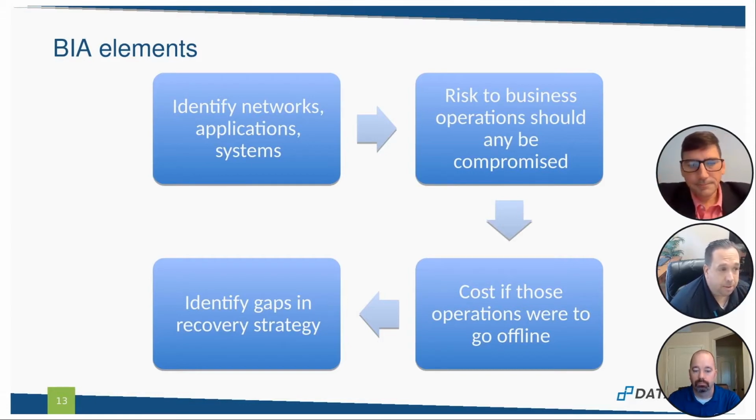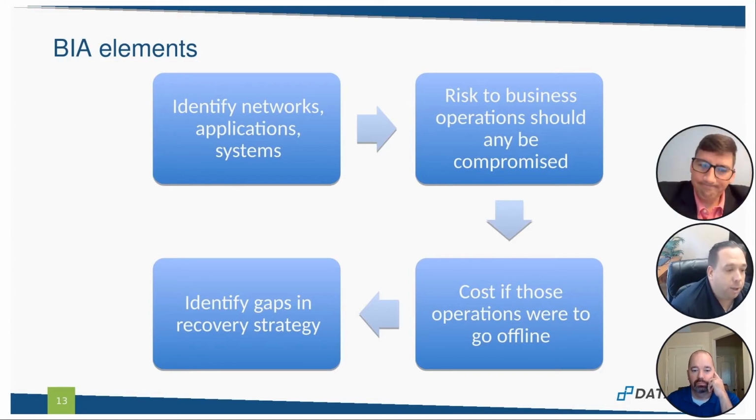And then after you gather this information, you're going to need to identify the risk to business operations should anything be compromised. Once you get that data, then you can estimate the cost if operations were to go offline. Is it going to cost $100,000 a day? Is it going to cost $1 million a day? I know that's a big gap there, but you're going to need to understand the cost of what it would take to take your business out of business, essentially. And then you're going to need to identify the gaps in the recovery strategy. But first, you need to make sure that you have a recovery strategy.